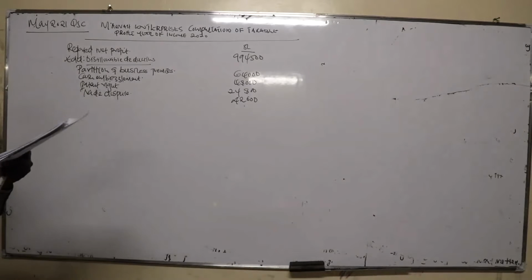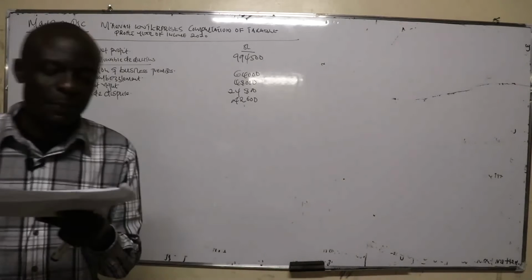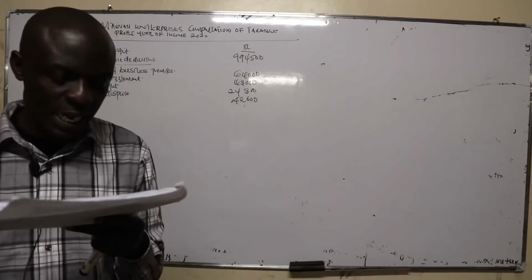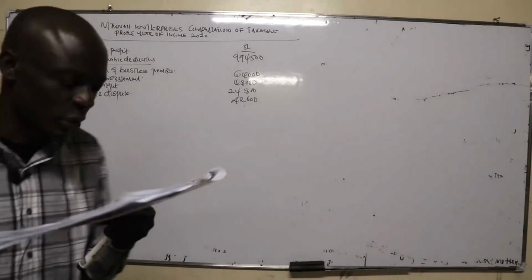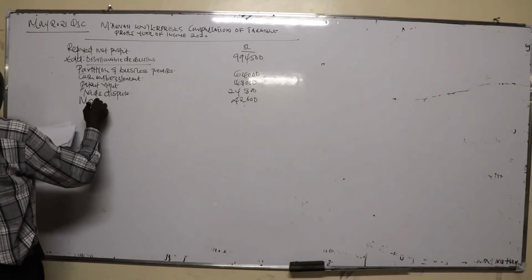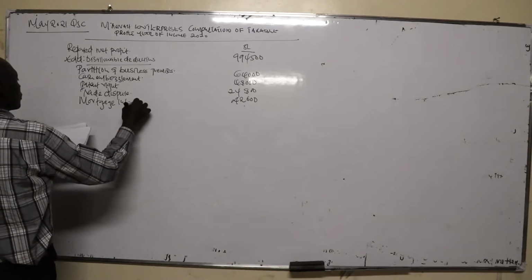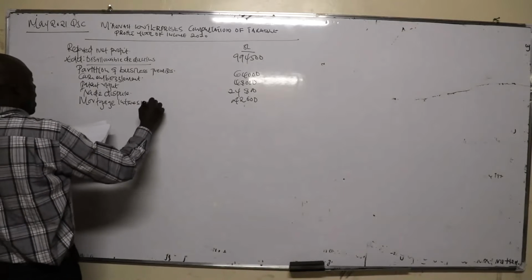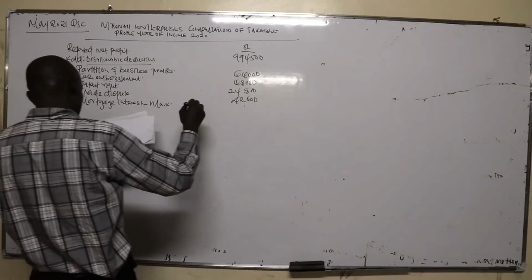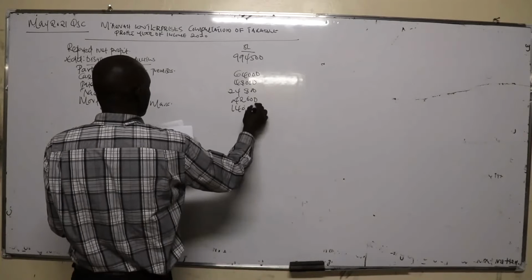Mortgage interest for Mark. When it comes to a partnership, any payment made for the partner's benefit is not allowed. So the mortgage interest here is for Mark. That is not allowed. How much is it? 140,000.